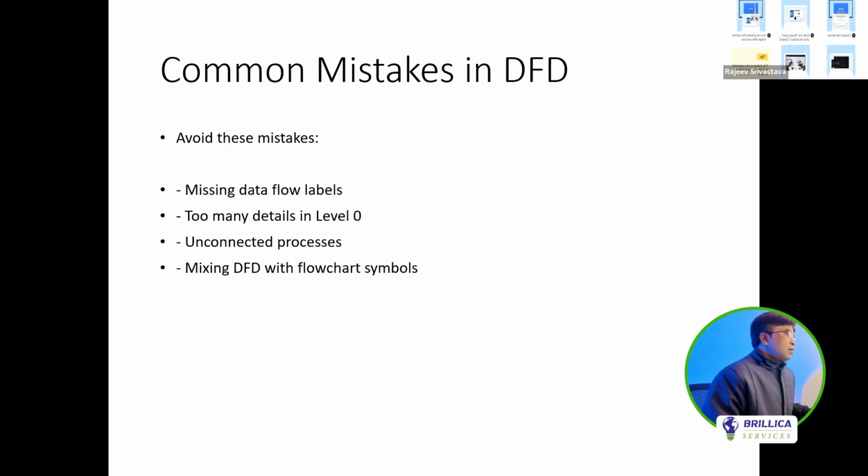Further, we commit some common mistakes while applying DFD. So we need to avoid these mistakes as far as DFD is concerned. Missing data flow labels: there should not be any missing data flow labels. Too many details in level 0: we cannot provide too many details in level 0 because level 0 does not deal with detailed explanation. The processes have to be connected. We cannot think of unconnected processes, and of course we cannot mix DFD with flowchart symbols, because a flowchart is different and DFD is different. I'll show you that later on.